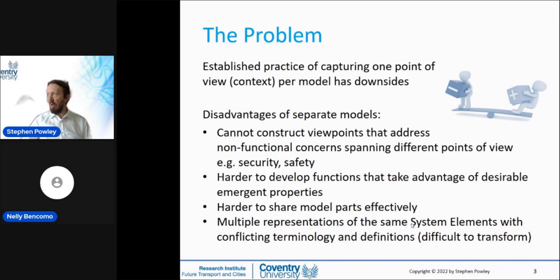So if you've got no control over the way that other parts of the business or your suppliers are doing their models, it's very difficult to share model parts, and that takes us back to some very crude document-based interfaces very often, and that's really a big goal currently in systems engineering: sharing model parts through the supply chain. And multiple representations of the same system element end up with conflicting terminology and definitions. And from an MDE perspective, that makes it difficult to generate the transformations.